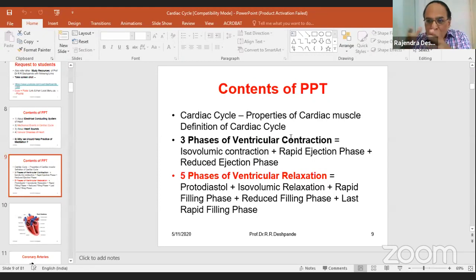This ventricular contraction is occurring in 0.3 second. Write down 0.3 second. How to remember in brain? 0.3, 3 is a number. 3 events are there. For the contraction, 3 events are important. And for relaxation, 0.5 second. Write down 0.5. So what is that 5 number? Here 5 phases are there. 0.3, 3 phases. 0.5, 5 phases. Very easy to remember. Protodiastole, isovolumic relaxation, rapid filling phase, reduced filling phase, and last rapid filling phase.